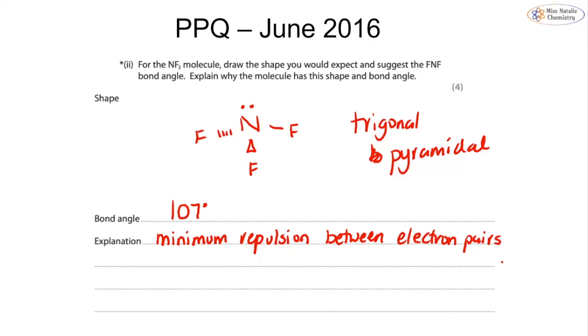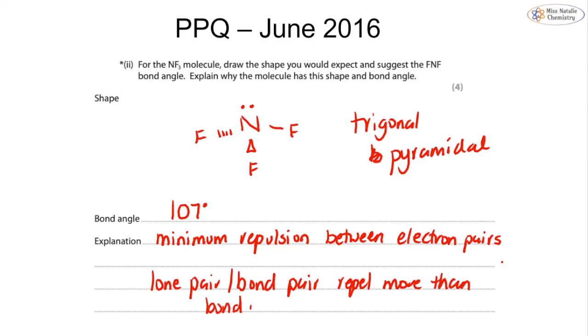Again, there's that key phrase. And then we have to just say why it's 107 in comparison to the 109, and it is because lone pair, bond pair combinations repel more than bond pair, bond pair. So we're getting this increase in our repulsion when we have this lone pair, meaning our bond angle here becomes smaller.